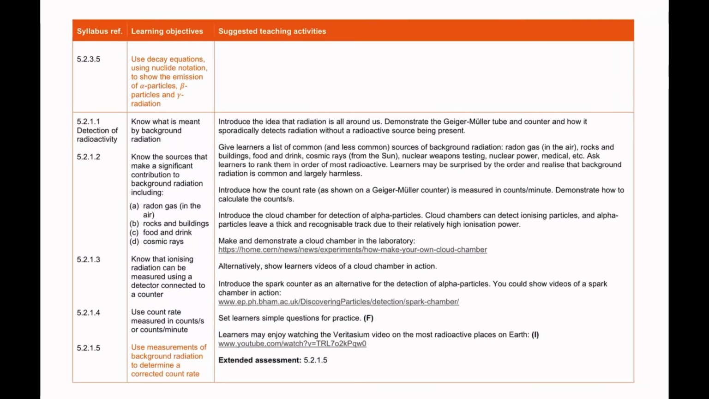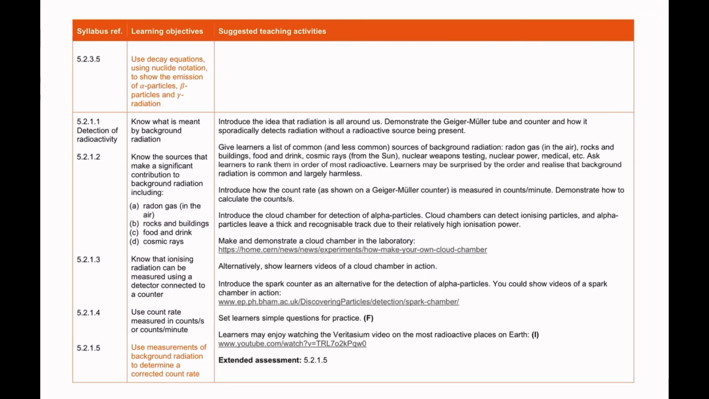Using decay equations, using nuclide notation to show the emission of alpha particles, beta particles, and gamma radiation. Key concept 5.2.1.1. Detection of radioactivity. Know what is meant by background radiation.